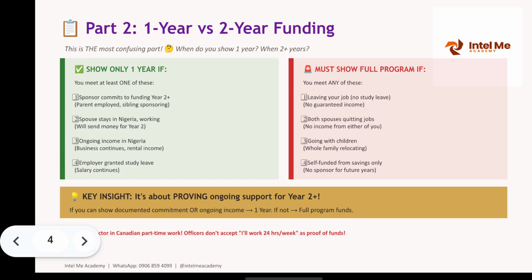Now the second thing we'll be talking about is how you calculate your proof of funds if you are coming for a 1-year program or a 2-year program. Now this is the most confusing part. So when do you show proof of funds for 1 year, and when do you show for 2 years? You show for 1 year only, because the main requirement is to be able to cover your living expenses and tuition for 1 year. You also need to talk about how you are going to cover the second year. It's important. You cannot miss that part out.